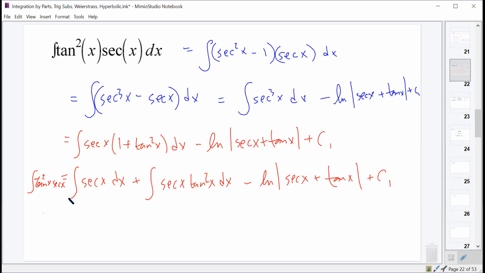And we've now got that that's equal to the integral of secant plus the thing that I started with minus this natural log. And so effectively what I've got over here is, what's the integral of secant? It's natural log secant plus tangent. And those will cancel out. And if I subtract this one over, those will cancel out, and I just end up with some constant equals some other constant, which seems to be an issue, doesn't it?